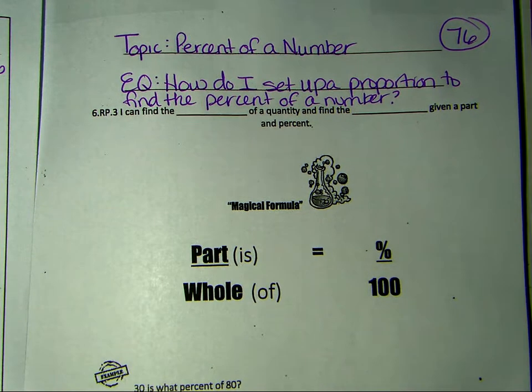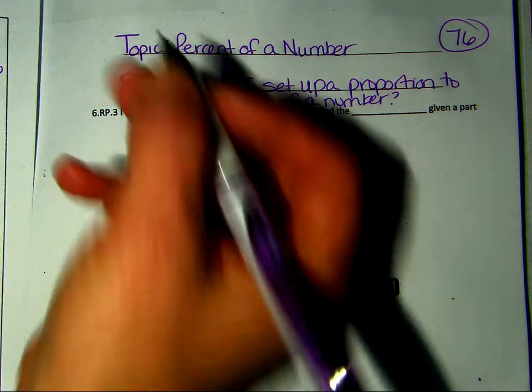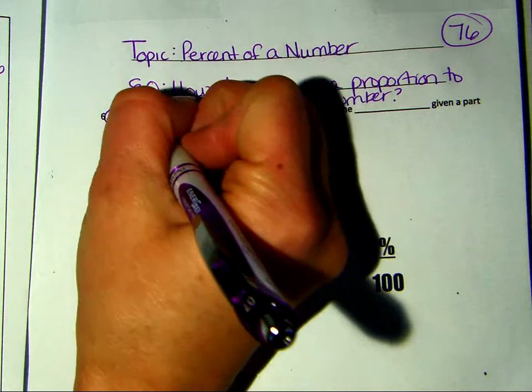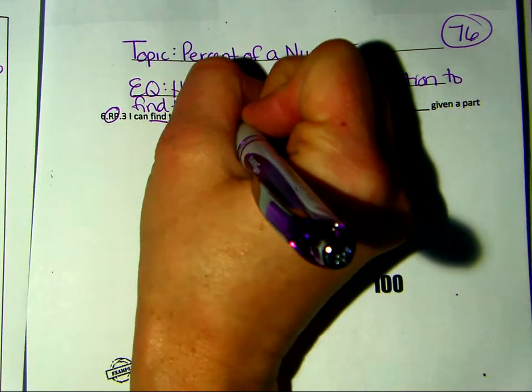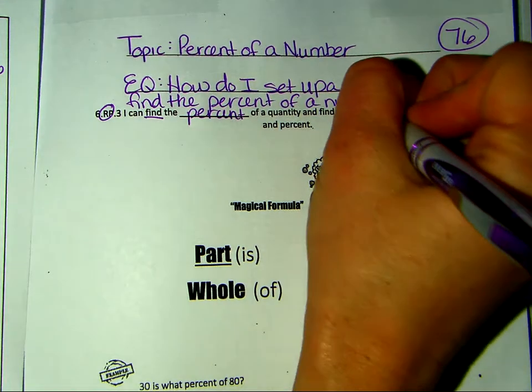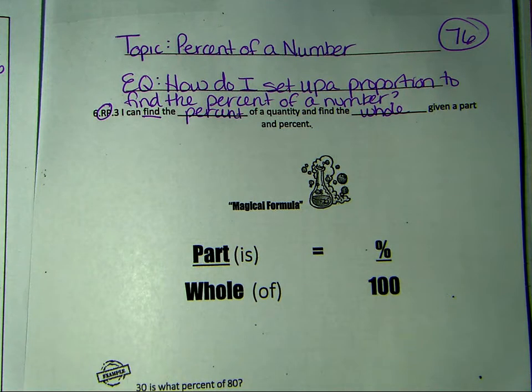as a revisit. Our essential question for today is, how do I set up a proportion to find the percent of a number? This is standard 6 ratios and proportions 3, and you should be able to find the percent of a quantity and find the whole given a part and a percent.